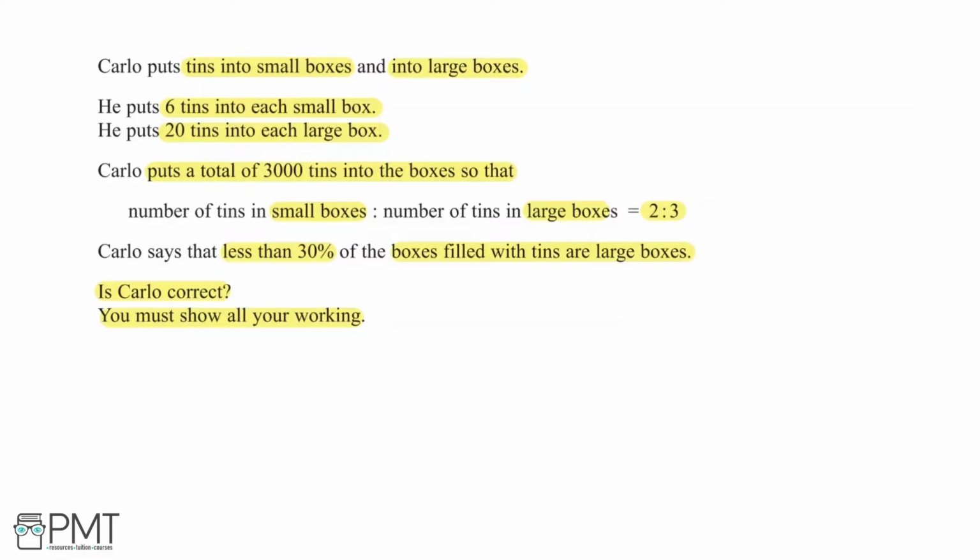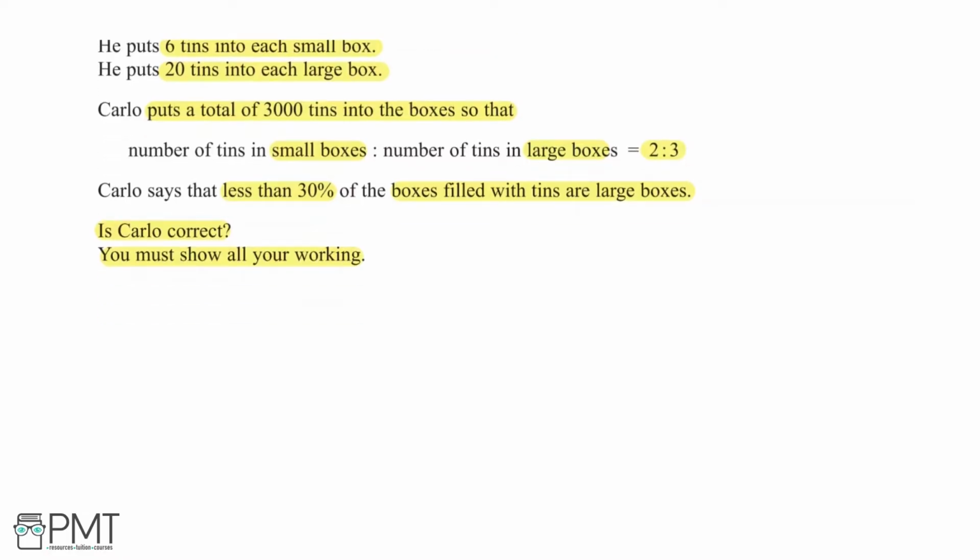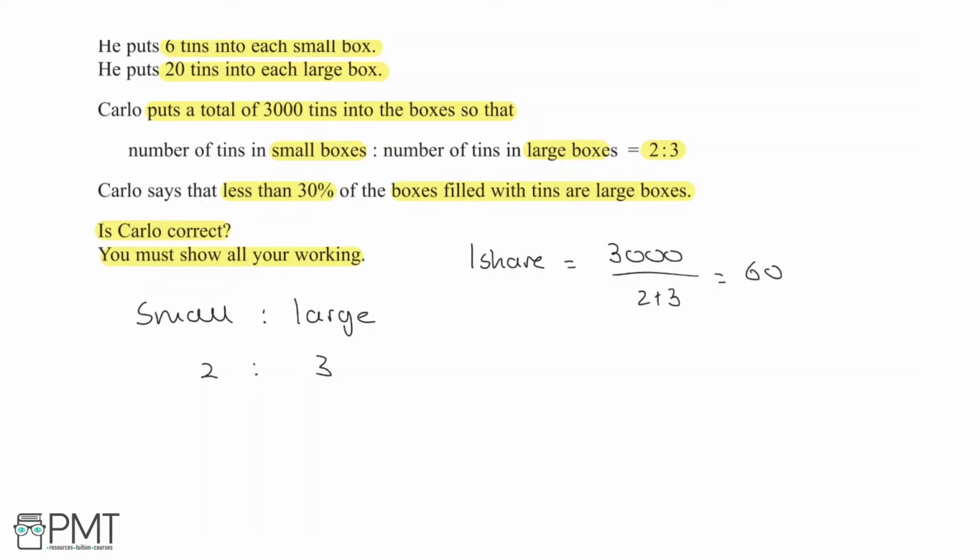First, we are going to work out this ratio, this one here. So we're going to say small to large, like this. We know that this has to be 2 to 3. So we're going to say 1 share equals 3,000 tens over 2 plus 3, which is 5. So in your calculator, do 3,000 over 5, and this is going to be 600.